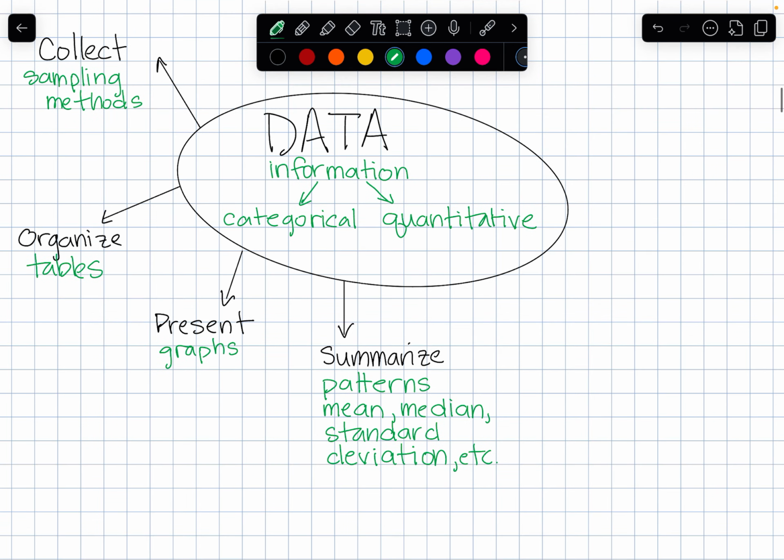Everything here in this first chunk of our graph, everything in green, is what we call descriptive statistics. We are describing data. We haven't really done anything with it other than kind of collect it, organize it, make it look pretty. The next part of statistics is the meat and potatoes. And what we're going to do is we're going to analyze the data. And then we are going to make inferences with the data.